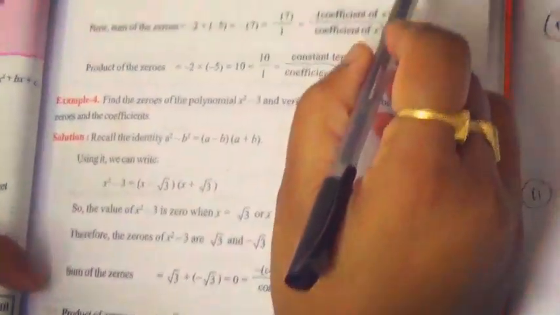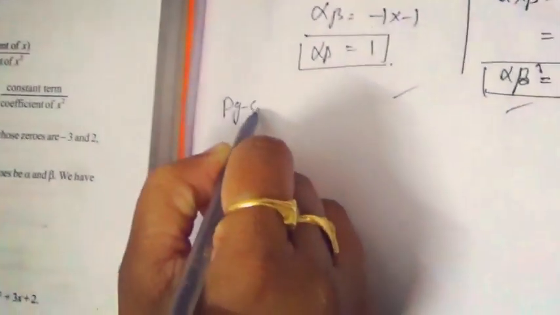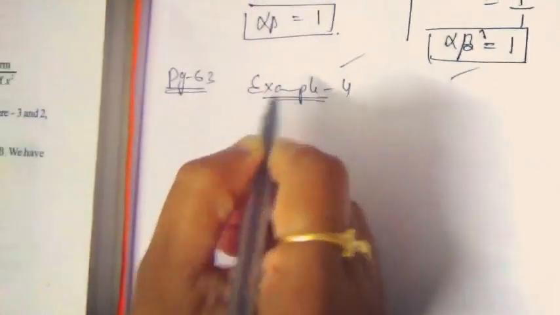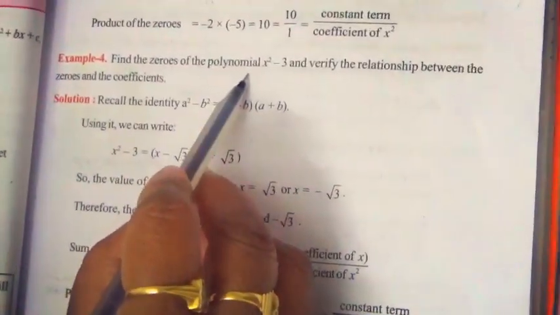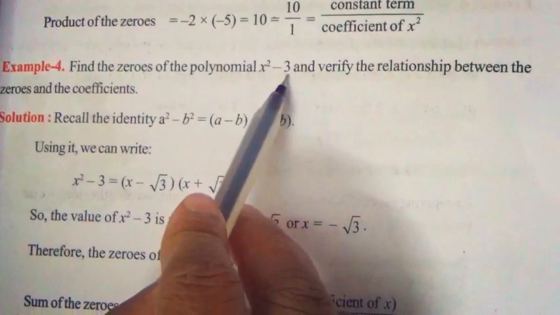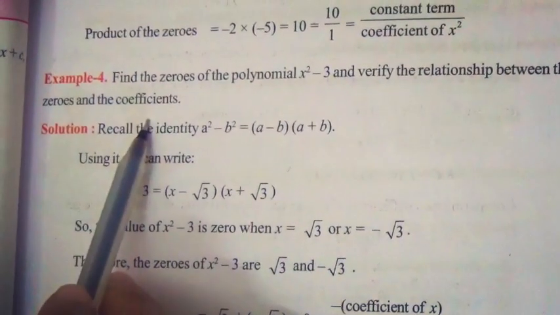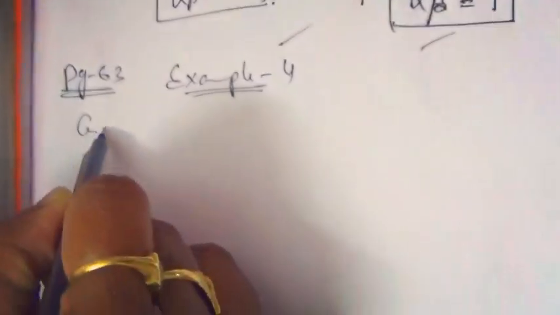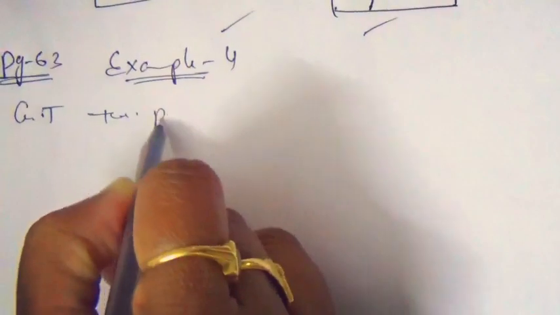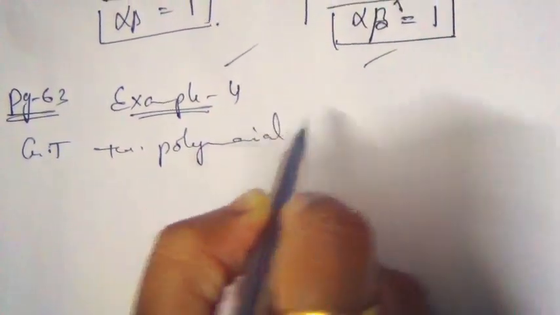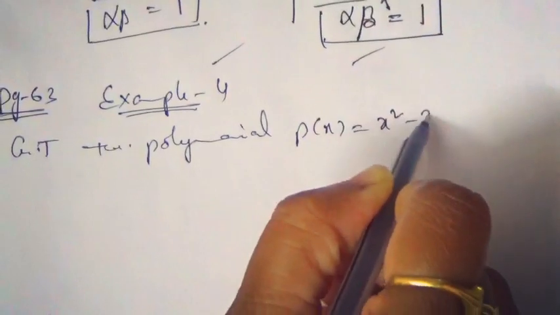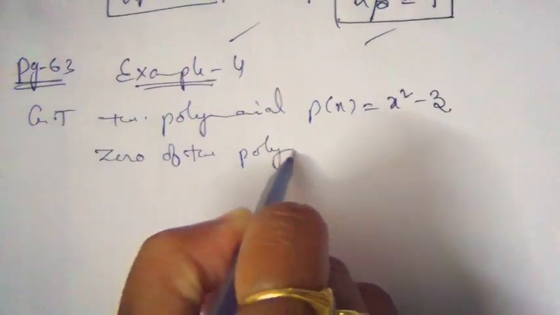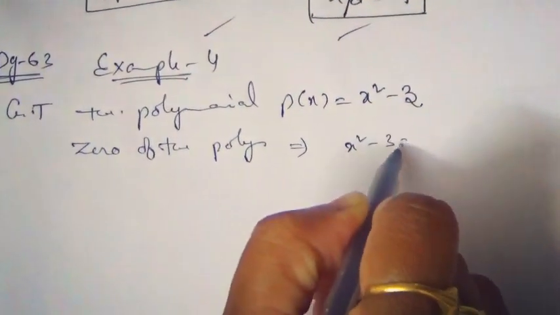Example 4 is on page number 63. Okay, page number 63, example 4. Find the zeros of the given polynomial. We have to find the zeros of the given polynomial as well as the relationship between the zeros and the coefficients. We have to write the relationships also. So first of all, given the polynomial p of x is equal to x square minus 3. For the zeros of the polynomial, that implies x square minus 3 is equal to 0.